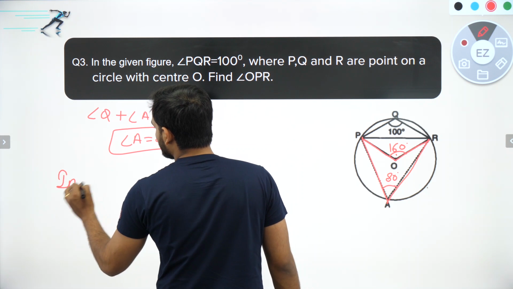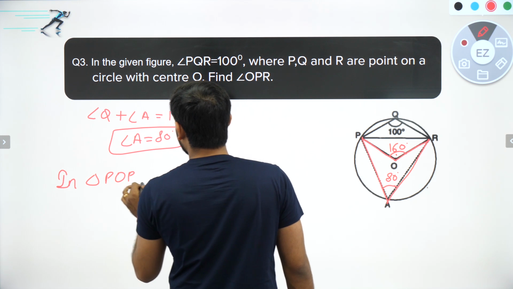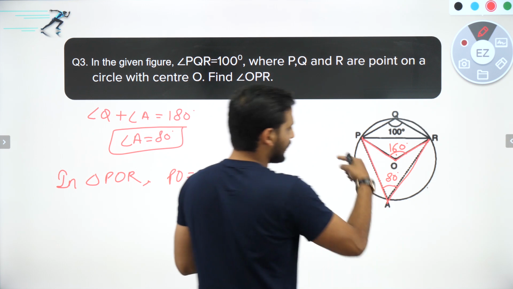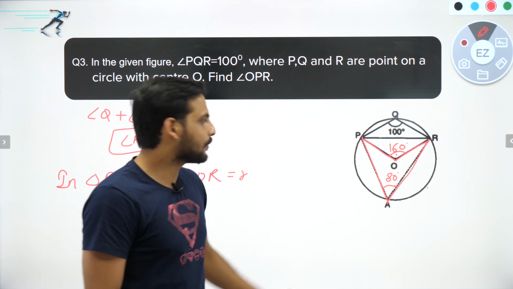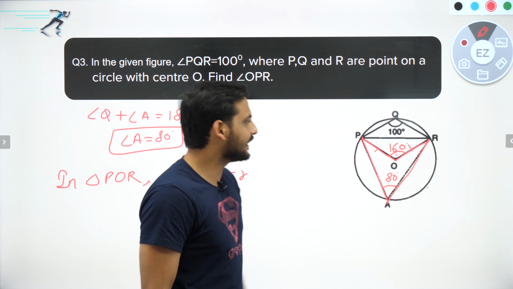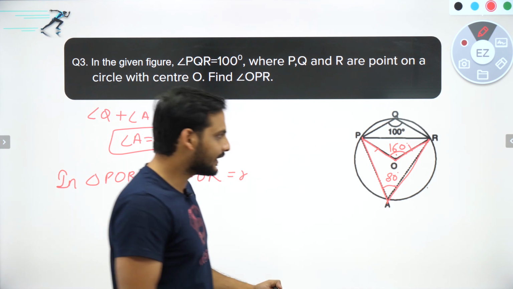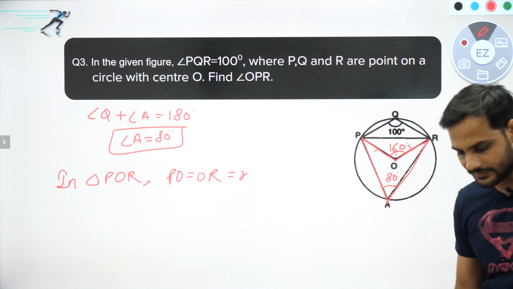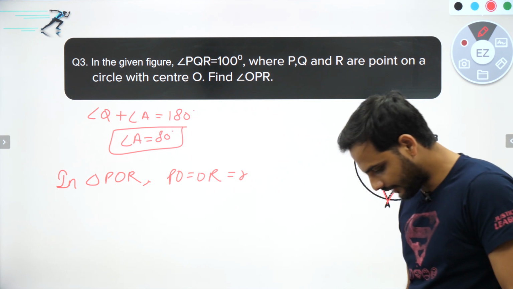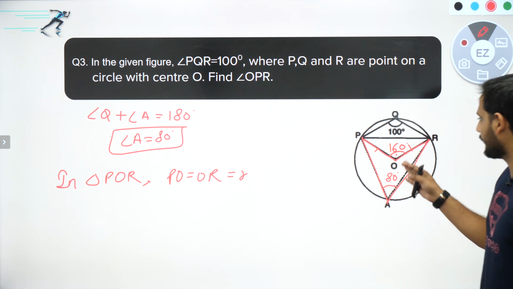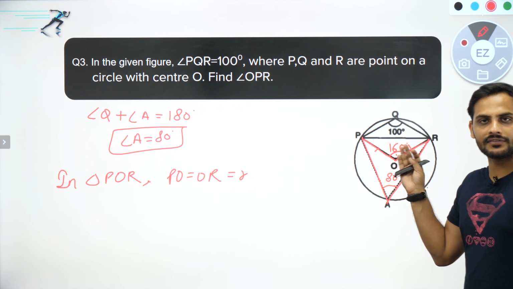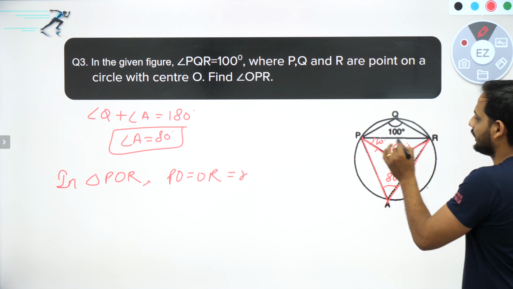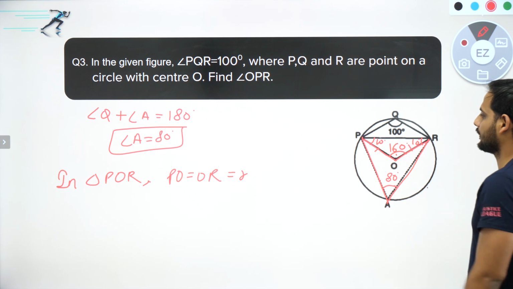So in triangle POR, bachcho, I know PO is equal to OR because both are equal to the radius of the circle. If both are equal to the radius of the circle, isn't it an isosceles triangle? It is, right? So if it is an isosceles triangle, I can say 160 plus x is equal to 180 degrees. So x will be equal to 10 degrees. So this angle will be equal to what? 10 degrees and 10 degrees.